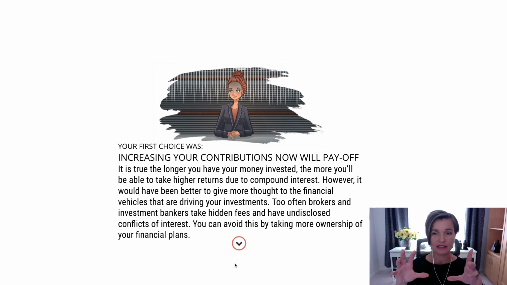Now, what John has done is he's created this follow-up where he'll say, your first choice, and this is like the reference image, your first choice was increasing your contributions now will pay off. So he referenced what their first choice was on those choice screens. And he says, it's true, the longer you have your money invested, the more you'll be able to take higher returns due to compound interest. However, it would have been better to give more thought to the financial vehicles that are driving your investments. Too often, brokers and investment bankers take hidden fees and have undisclosed conflicts of interest. You can avoid this by taking more ownership of your financial plan.